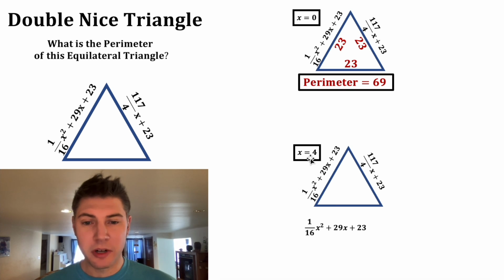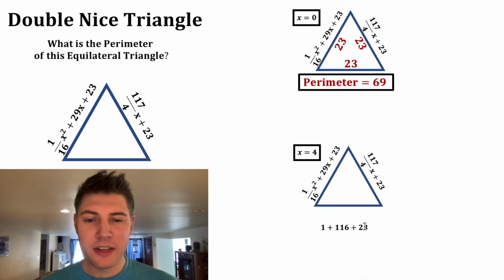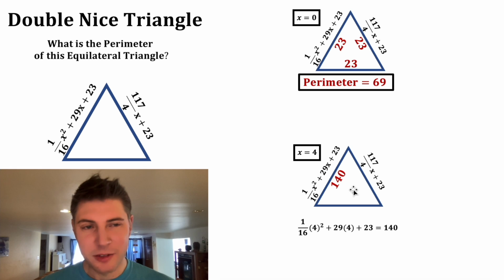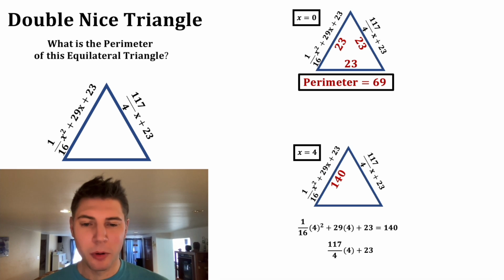Copy down this formula. We're going to plug in 4 for x. 4 squared is equal to 16. This just becomes 1. All of these add up to 140. So this side is 140. Let's bring this equation down, plug in 4 for x. These 4's cancel, which will give us 117, plus 23 is another 140. So this other side is 140.